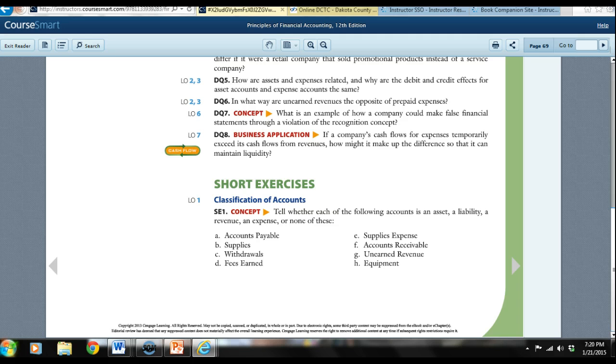Okay? What about fees earned? And what are fees earned? Revenues. And what do revenues do to owner's equity? Increase, so it's a credit. Perfect. What about supplies expense? Do expenses increase owner's equity or decrease owner's equity? Decreases. So a decrease to owner's equity would be a what? A debit. So expenses have a normal debit balance.